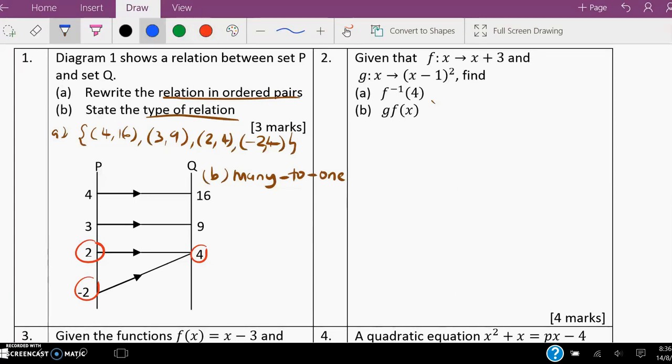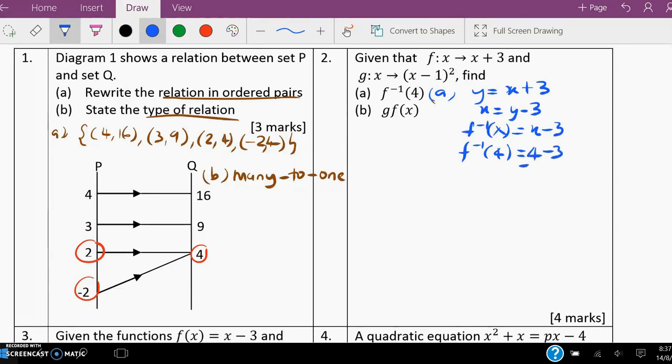Use blue. Okay. In this question, there are methods that I've seen lots of students will do. They will start their solving steps by letting y equal x plus 3, and then x should be y minus 3, and they will write here f inverse of x equal to x minus 3. Then only they will substitute, equal 4 minus 3 is 1.